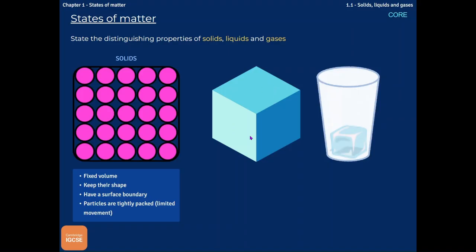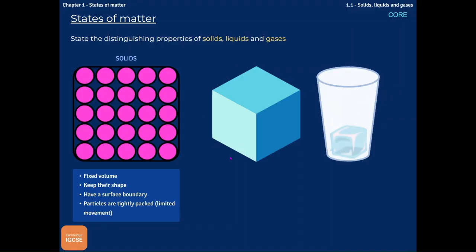So the amount of space that a solid takes up does not just change for no reason, right? Your desk does not suddenly grow. Solids also keep their shape, so they will not suddenly become something else for some reason. Your desk will not change into a watermelon, right? They have a surface boundary, so you can set things on your desk and it doesn't go straight through it. And the particles, the tiny parts of matter, are tightly packed, right? They're all packed together, which is one of the reasons they have a boundary. And that means that the particles are not moving as much as some of the other states of matter, right?